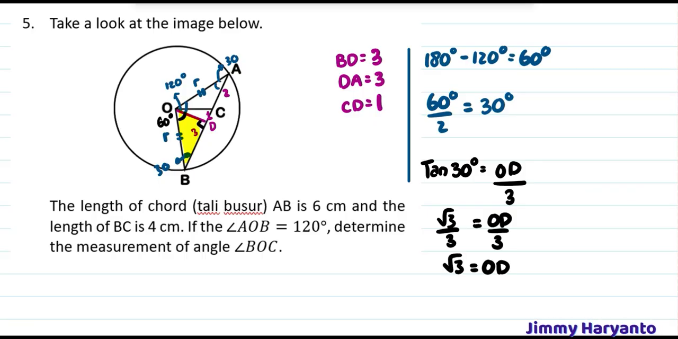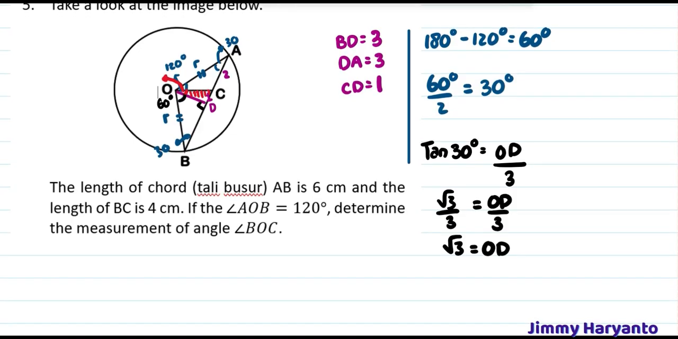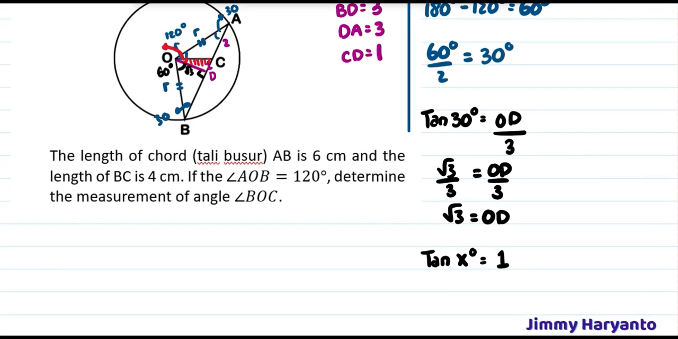Okay, after you have the OD, now I want to use this triangle to find this angle, guys. Wait, that's so small. To find this angle, let's say that angle is x. This one is square root of 3. I will use tangent. Tangent x degree equals opposite over adjacent. The opposite for that triangle is 1 and the adjacent is square root of 3.